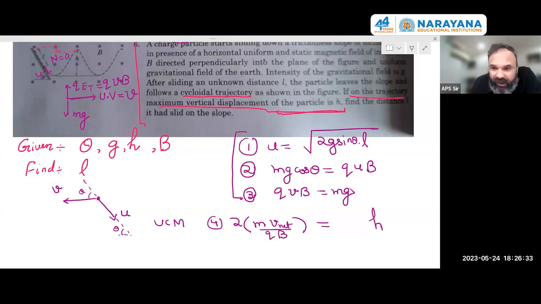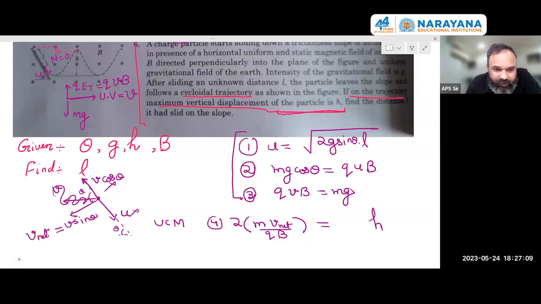And now what is that v net? See, what I have to do is take the resultant of these forces. So I'll take the components: v cos theta here, v sin theta here. And then I'll remove this v vector and take the resultant of these. But the interesting thing is that v cos theta is balancing this u, because v is coming out as mg upon qB. So mg upon qB cos theta is u. So basically this v cos theta and u cancel, and this v sin theta becomes my v net.